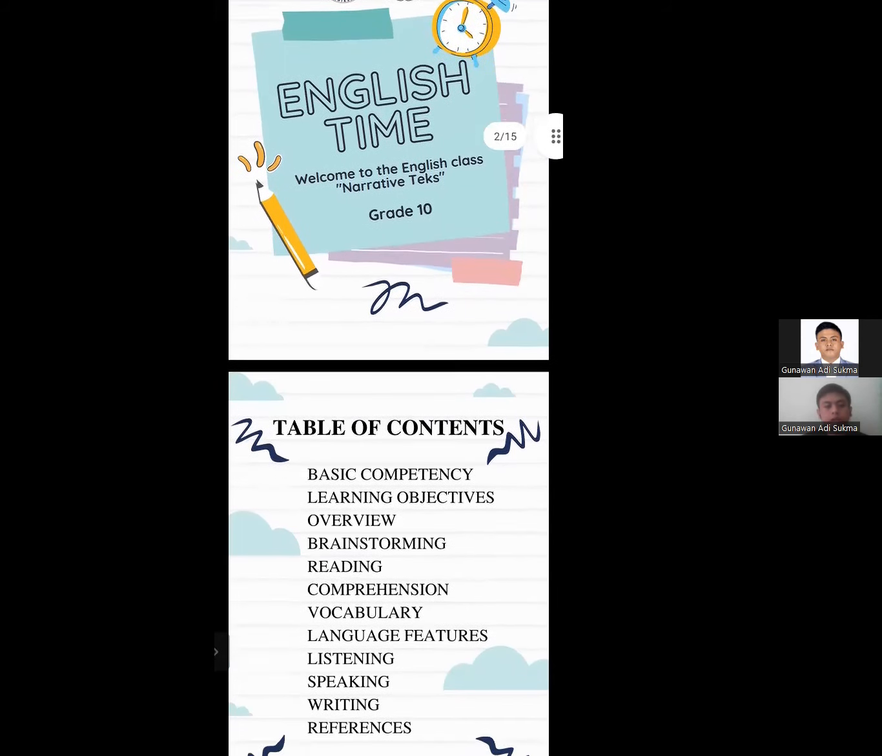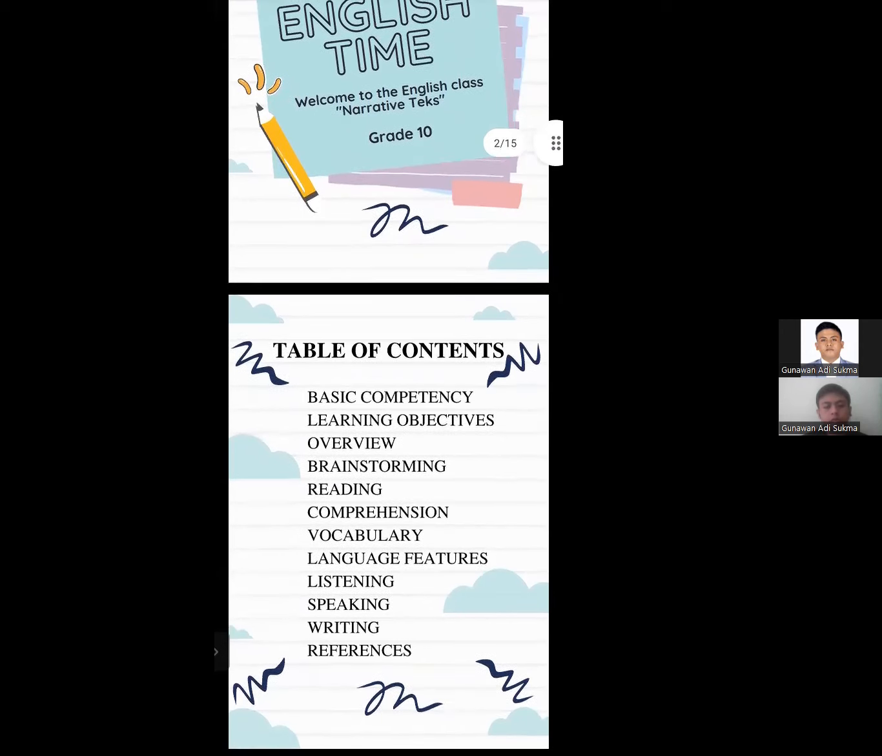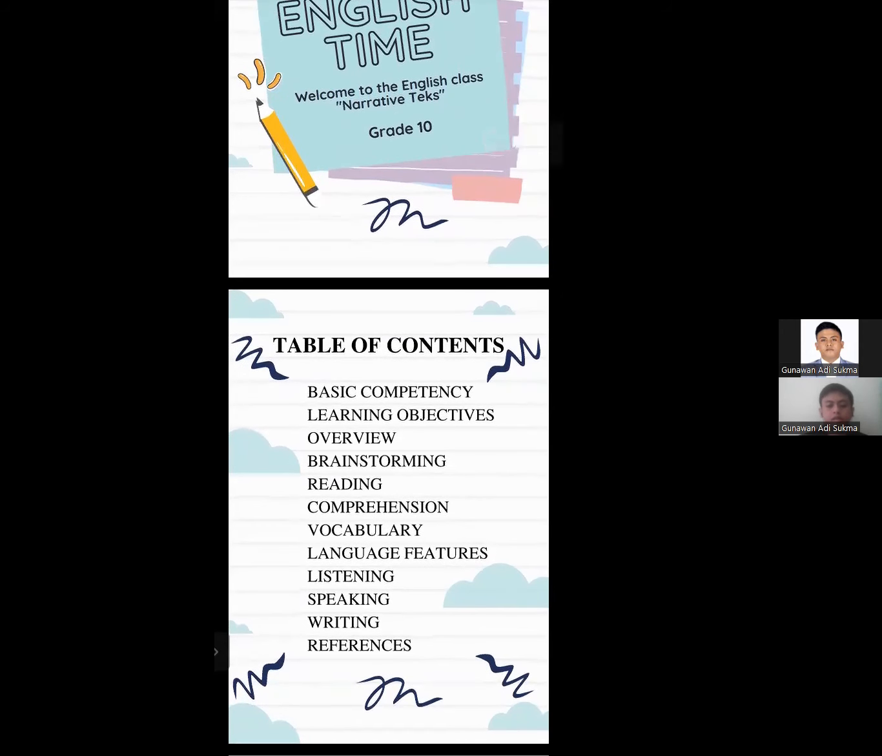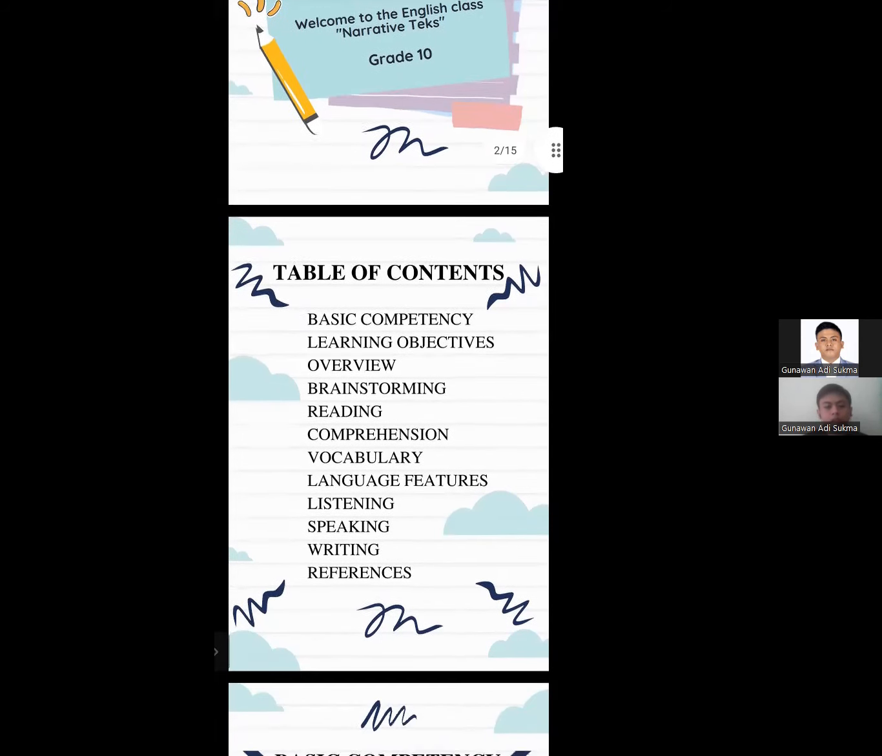Next is the table of contents. In this part, I have basic competency, learning objectives, overview, brainstorming, reading comprehension, vocabulary, language feature, listening, speaking, writing, and references.